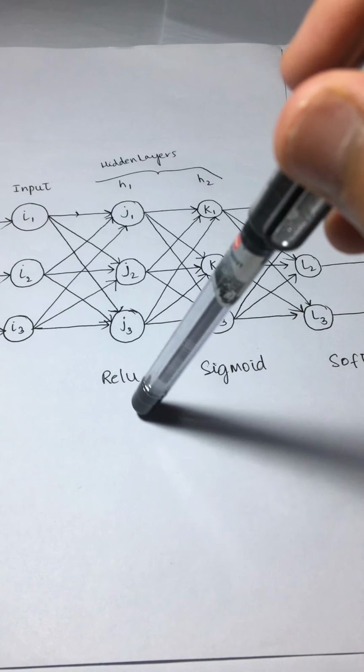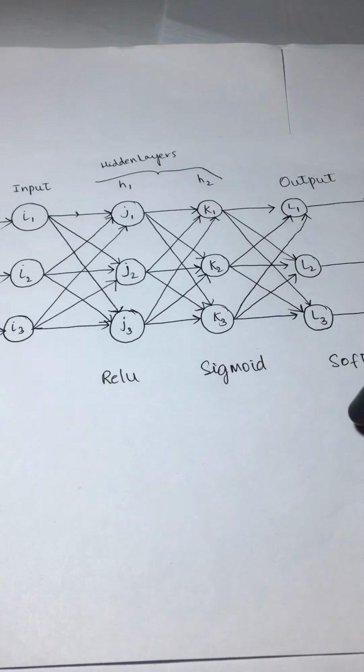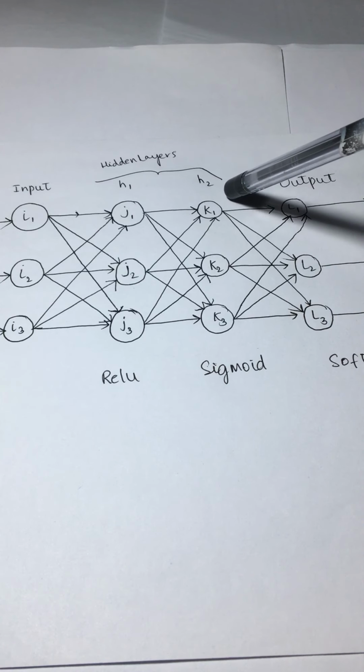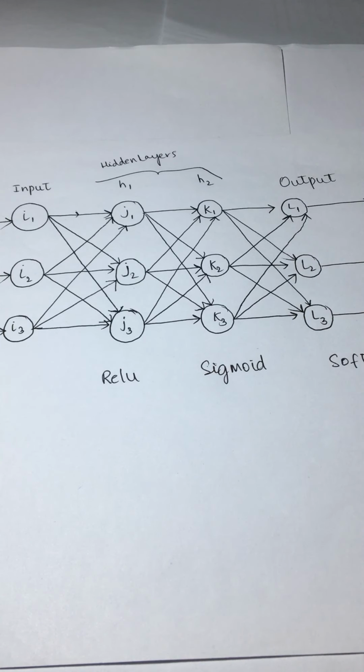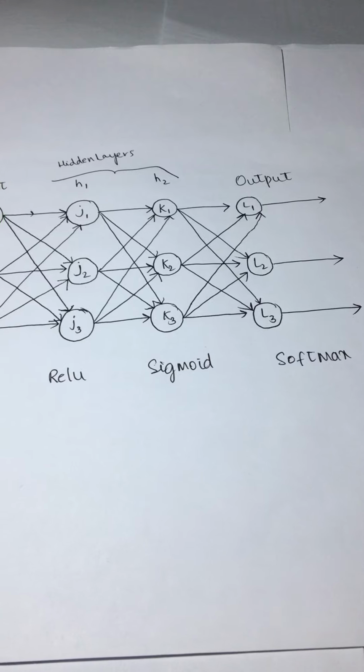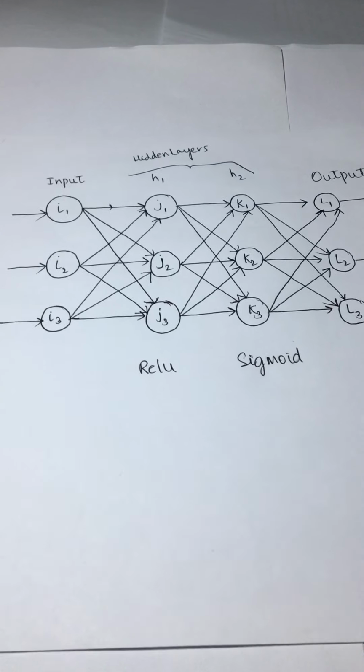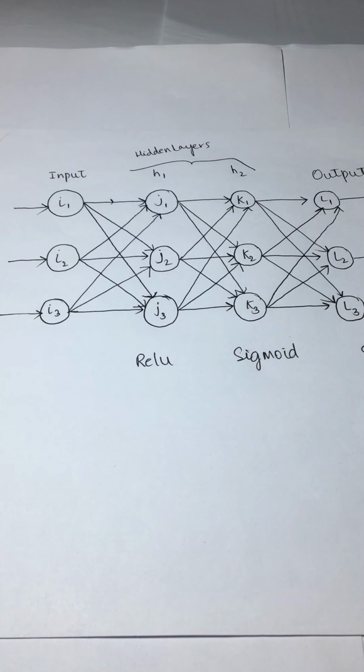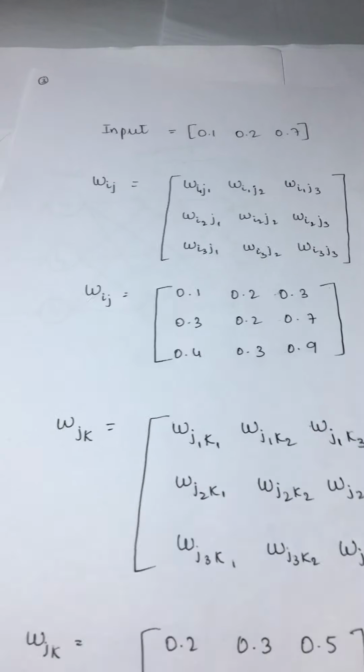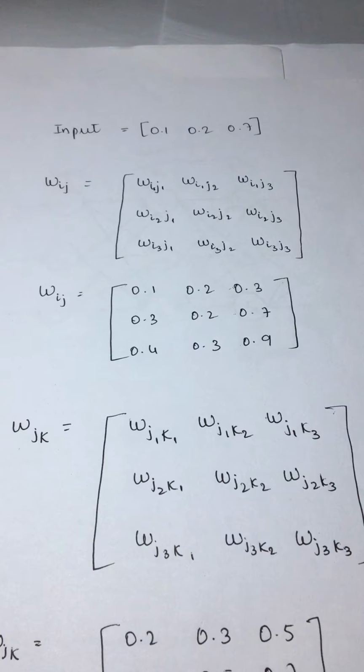For this particular hidden layer H1, you have ReLU as your activation function. For your hidden layer H2, you have sigmoid as your activation function, and your output is a softmax layer, right? Over here, again, we'll randomly pick the input values as well. So whatever input values you have, we randomly assign them.